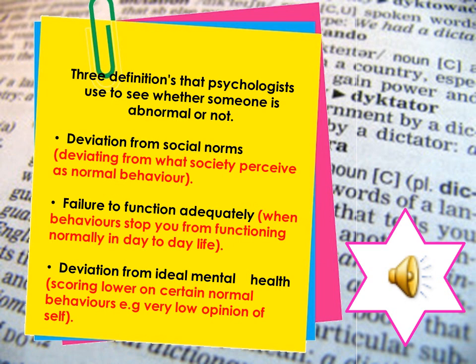The last definition that we're going to look at is deviation from ideal mental health, which would mean that you score lower on certain normal behaviours. So for example, you may have a very low opinion of yourself, you may not be able to kind of resist stress as well as other people, and you may not necessarily have an accurate perception of reality.